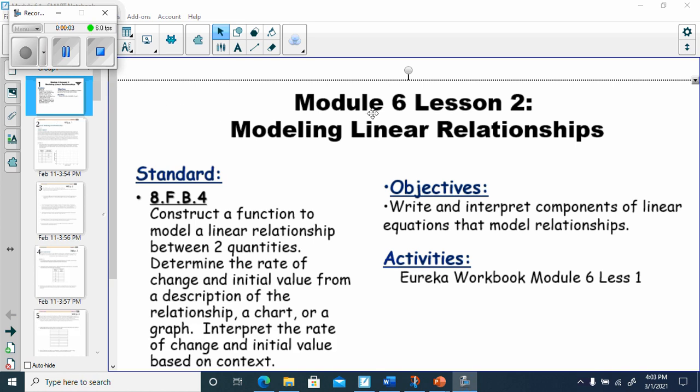This is Module 6, Lesson 2, Modeling Linear Relationships. This is Standard 8.F.B.4, where we construct a function to model a linear relationship, and we're going to interpret the rate of change and initial value based on the context. The first thing we're going to do is write and interpret components of linear equations that model relationships. This all comes from your Eureka workbook, Module 6, Lesson 1.